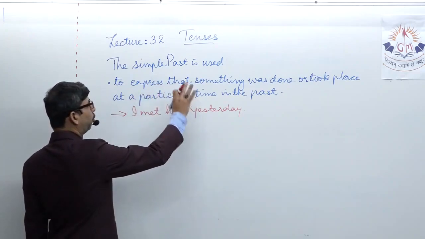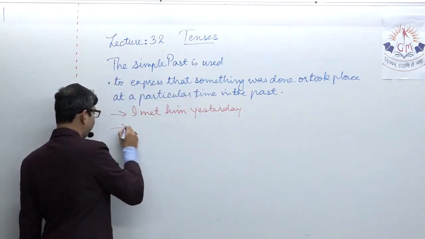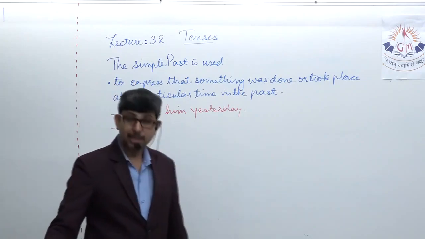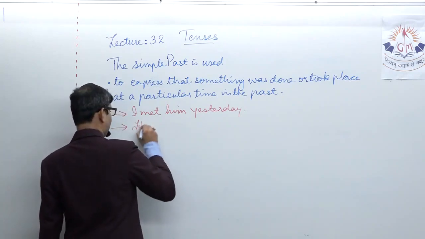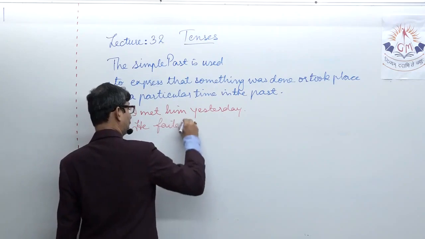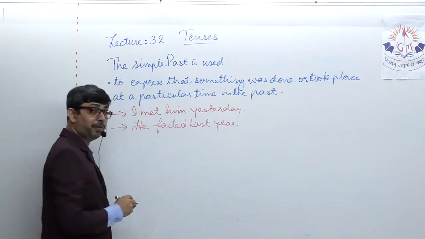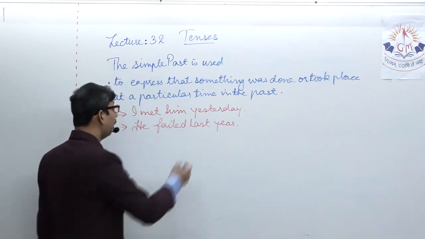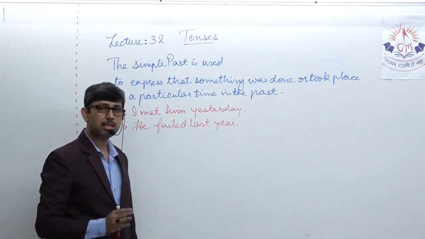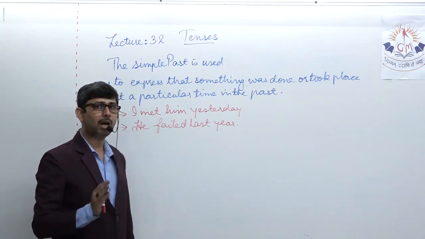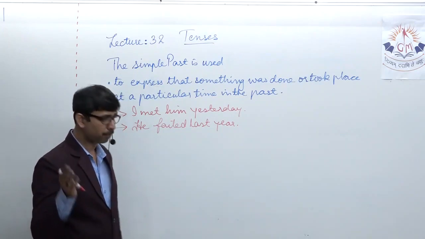So it is a simple sentence to express the simple past tense and its usage: to express that something was done or took place at a particular time but in the past. So that is one example. Another example to express that something happened in the past: He failed last year. Again you are expressing the idea in this sentence that a failure has occurred or happened, but when? Last year. The word used over here is not fail, fails, failing, it is failed, F-A-I-L-E-D, which is the second form of the verb, that is the past form of the verb.